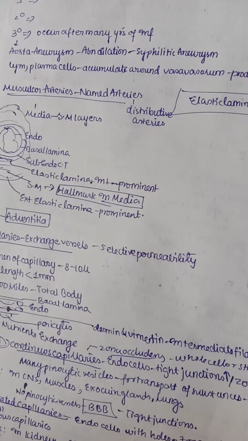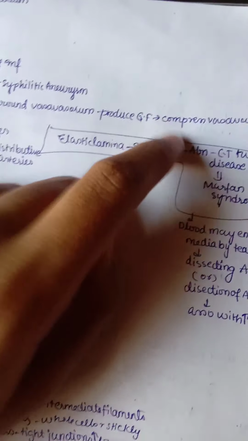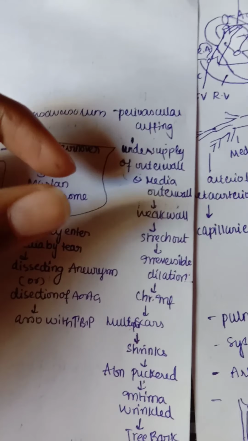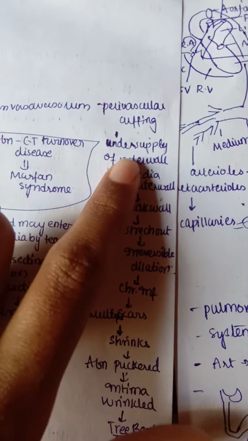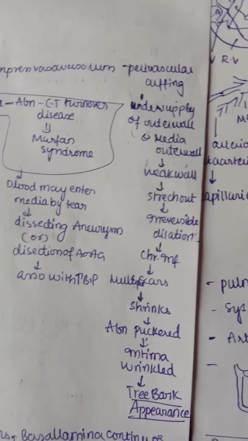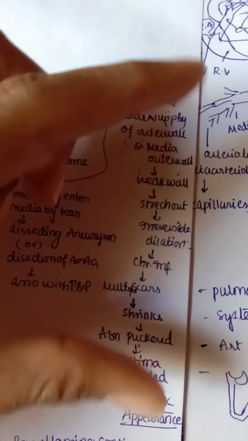So there are lymphocytes and plasma cells which accumulate around the vasa vasorum, and they produce growth factors. So this leads to the compression of the vasa vasorum and the perivascular cuffing. This leads to the undersupply of the outer wall of the media and the adventitia, which leads to weakening of the wall, and the stretch out.